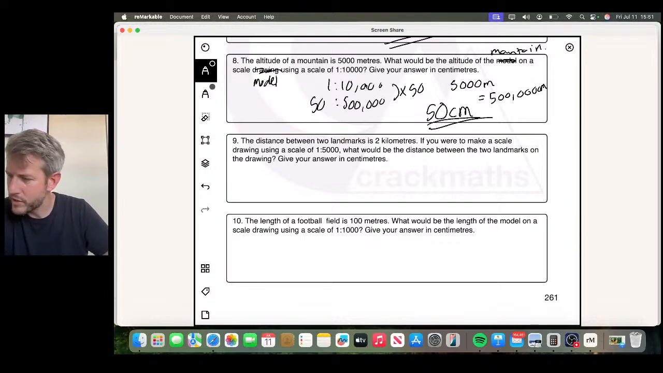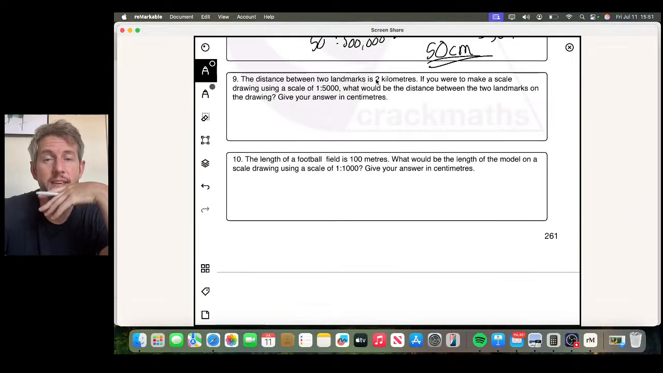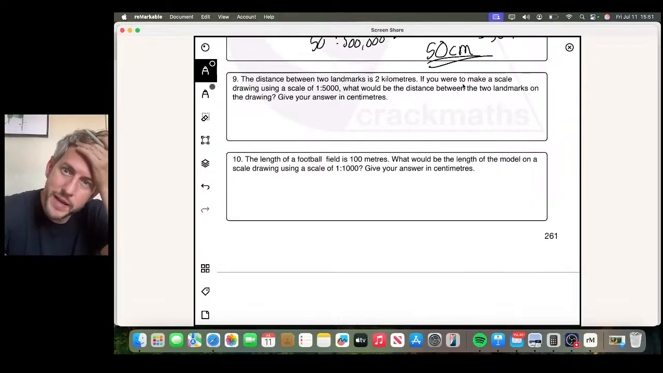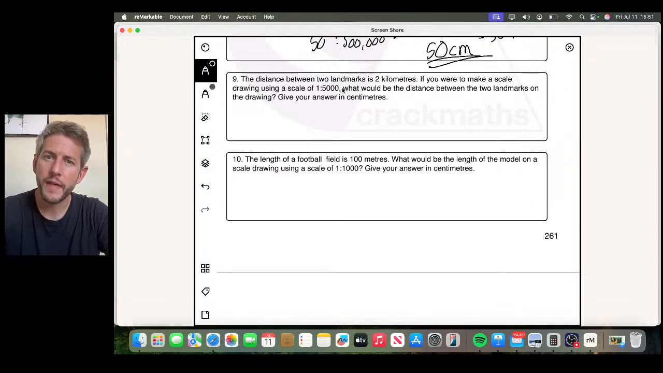Question 9. The distance between two landmarks is 2 kilometers. If you were to make a scale drawing using a scale of 1 to 5,000, what would be the distance between the two landmarks on that drawing? Give your answer in centimeters.